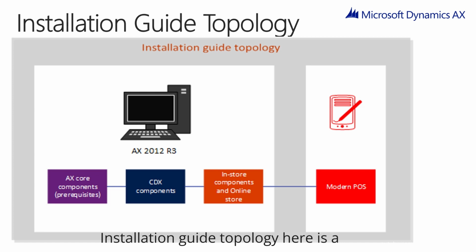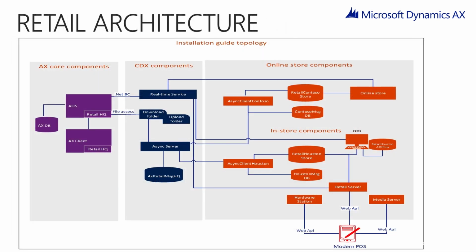Installation guide topology. Here is a high-level installation guide topology. The Microsoft Dynamics AX for retail solution includes AX core components, commerce data exchange components, in-store components and online store, and modern POS. The online store will not be in scope of this module. Here is a high-level retail architecture which shows the key components involved. When we look further, we will see that each component includes a set of components. AX core components include retail headquarters. The commerce data exchange components include async server and real-time service. In-store components include channel database, commerce data exchange, async client, retail server, POS, modern POS, and hardware station.